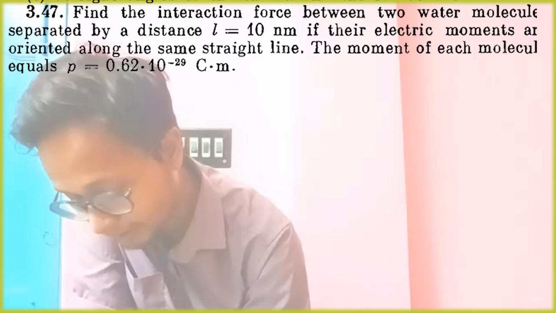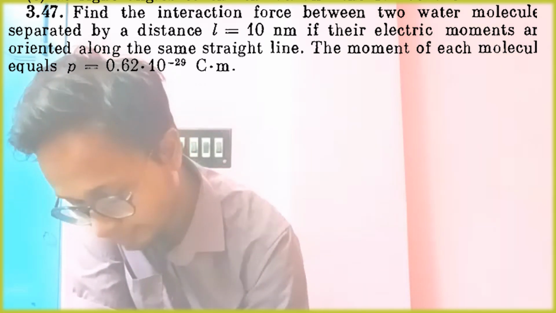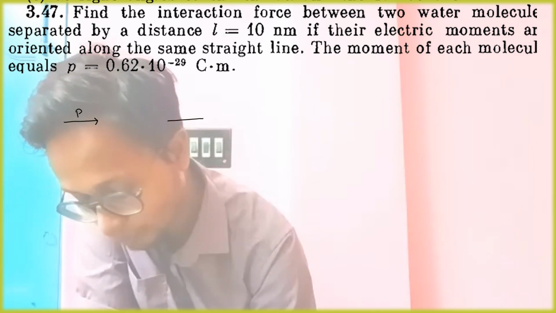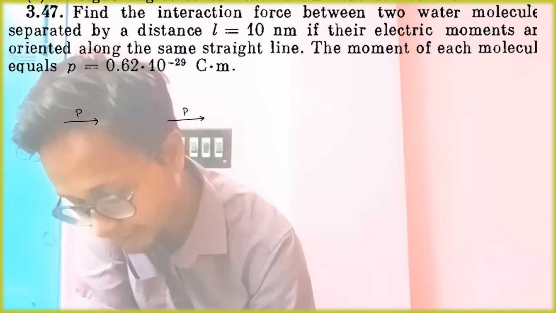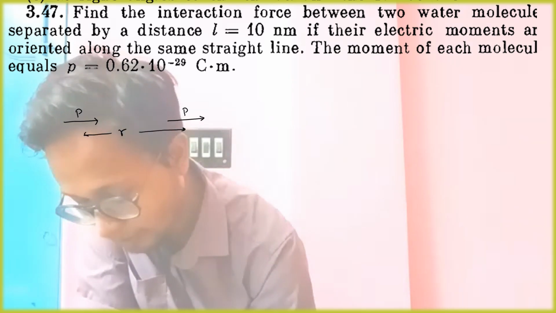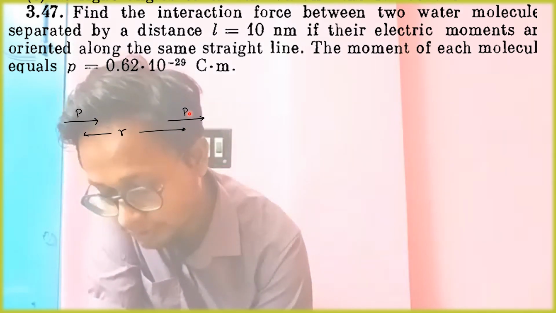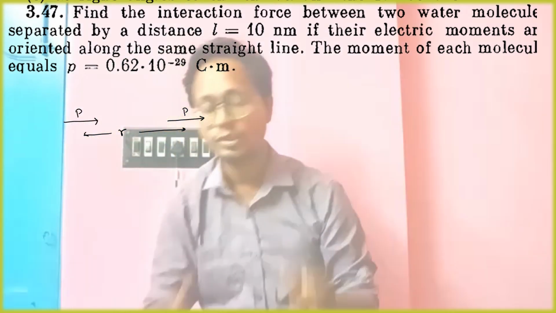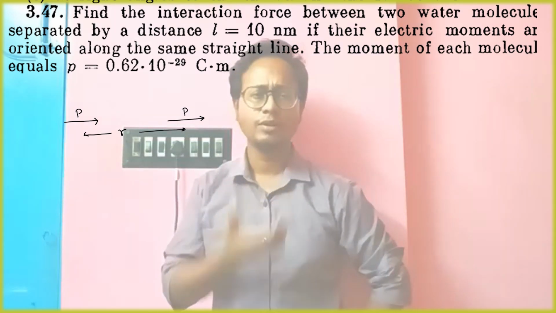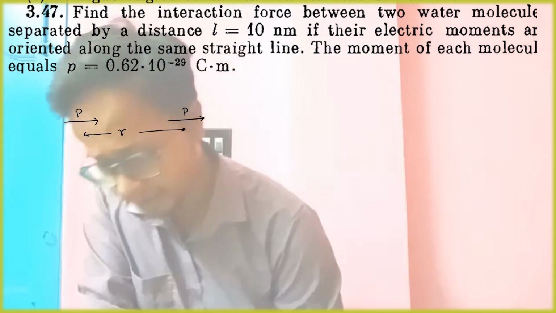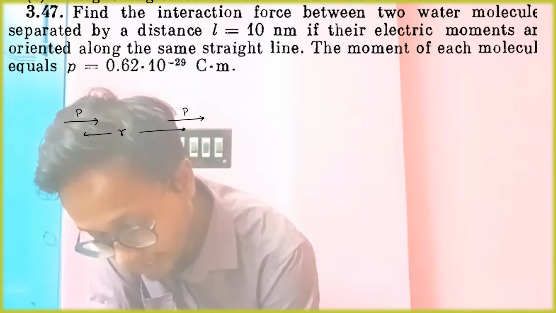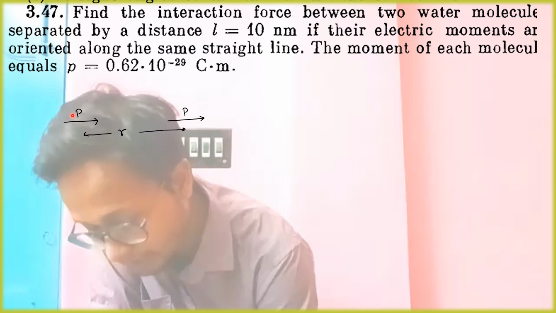Out here in this question, there are two water molecules, first water molecule and second water molecule. They are separated by distance 10 nanometer, or r. We have to find out the force acting on these two water molecules, or force of interaction between these two water molecules. You already know from chemistry that water is a dipole, or water is a polar molecule. The first question I have out here is, what is the electric field out here due to this dipole?